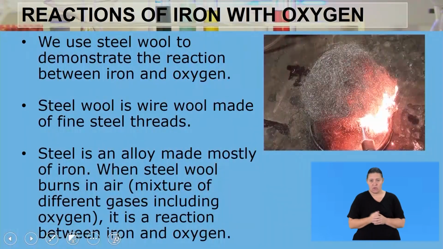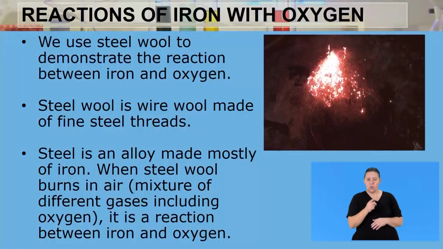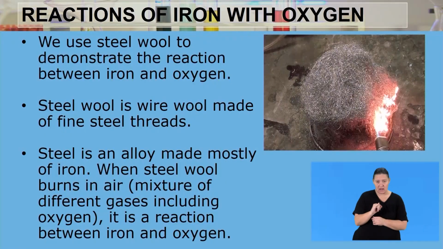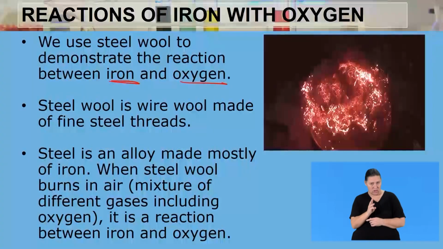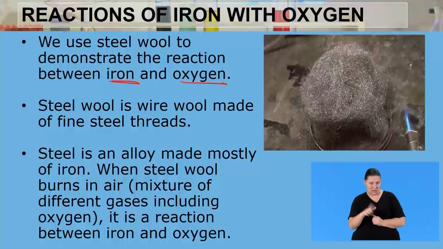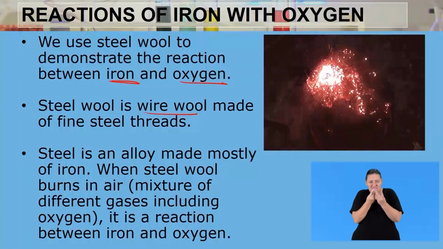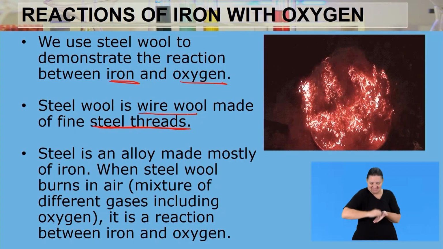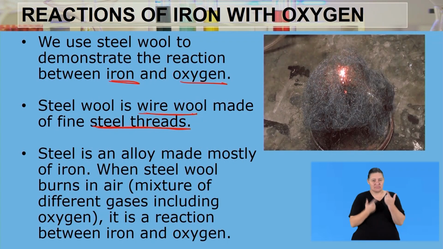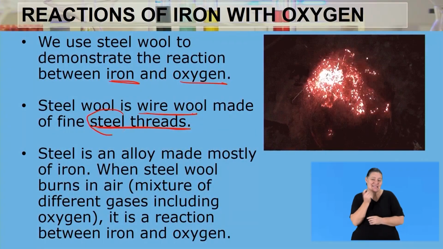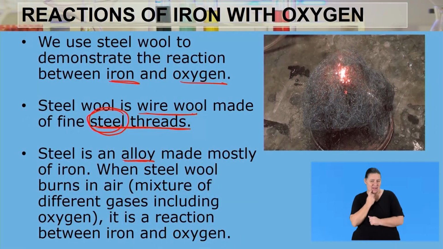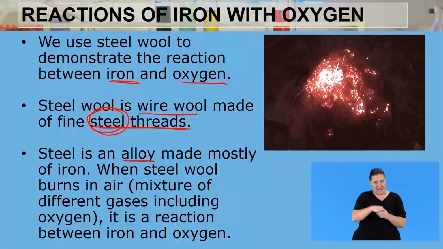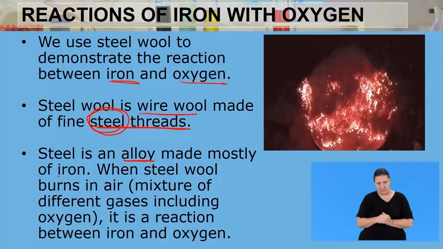Now, how do we know that a metal has reacted with oxygen to form something? We use steel wool to demonstrate the reaction between iron and oxygen. So our iron in this particular case is going to be our steel wool. Remember that steel wool is a wire wool which is made of fine steel threads. Steel is an alloy, which means that it is made up of different metals, and the main one in that particular mixture is going to be iron.